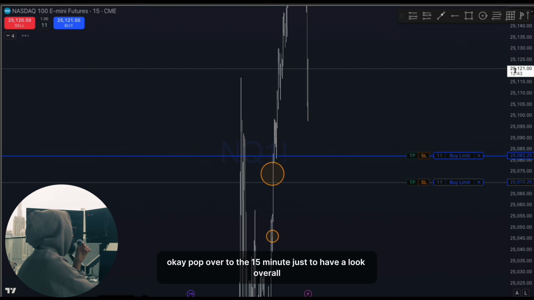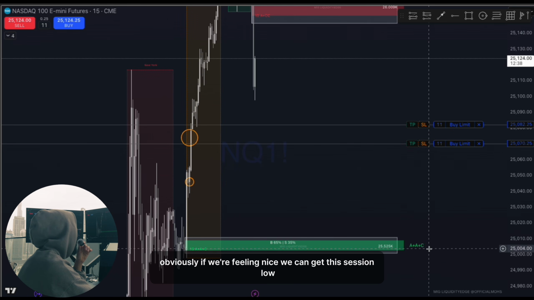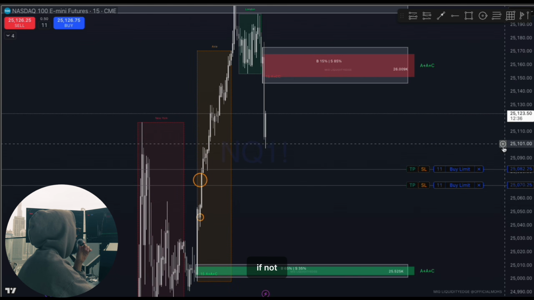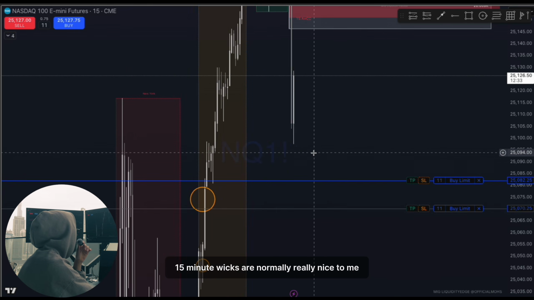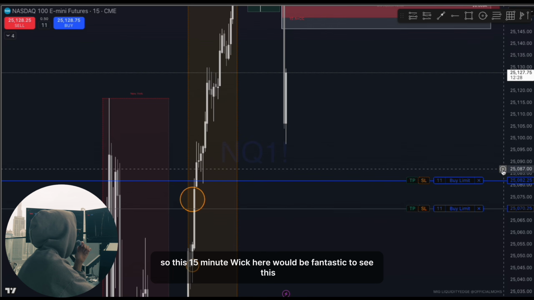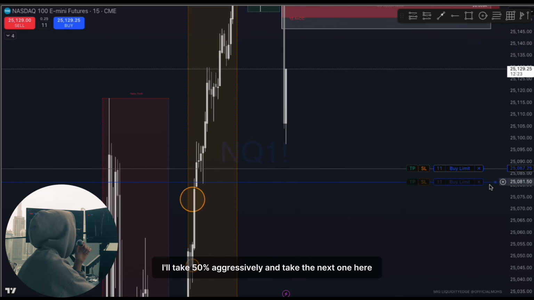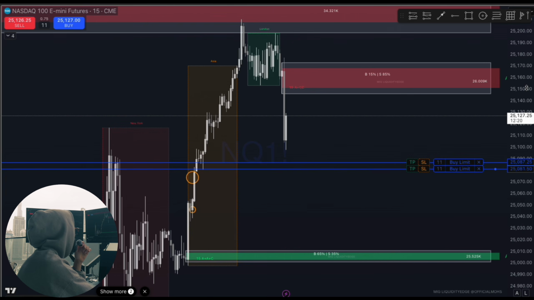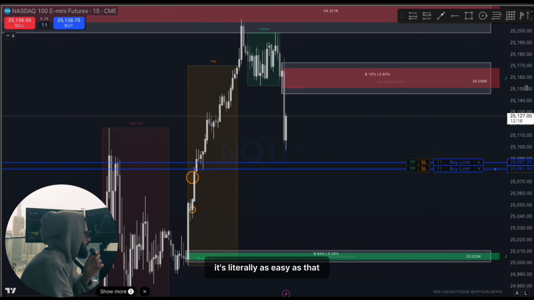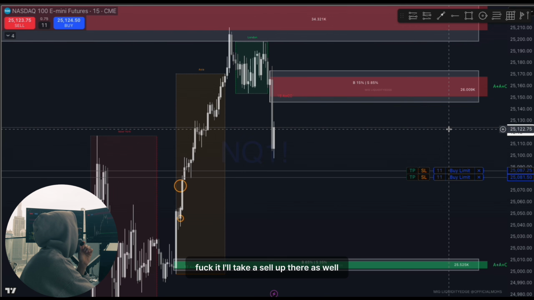Okay, pop over to the 15 minute just to have a look overall. Obviously, if we're feeling nice, we can get this session low. If not, 15 minute wicks are normally really nice to me, so this 15 minute wick here would be fantastic to see. This, I'll take 50% aggressively and take the next one here. It's literally as easy as that. Fuck it, I'll take a sell up here as well.